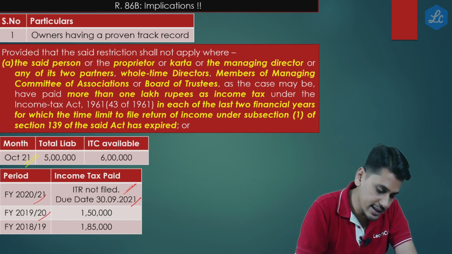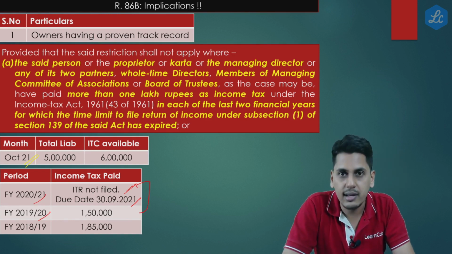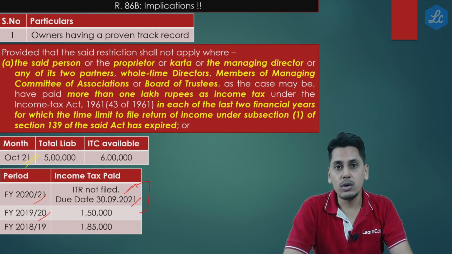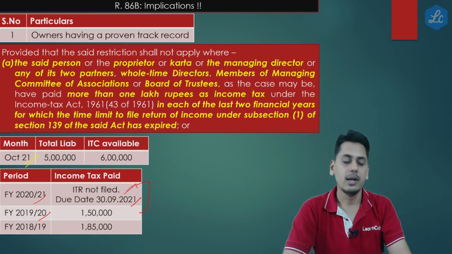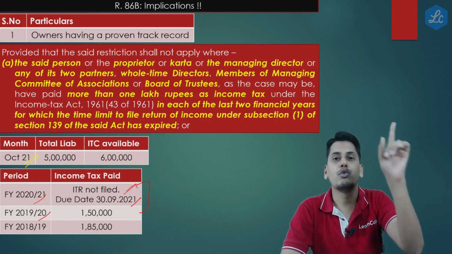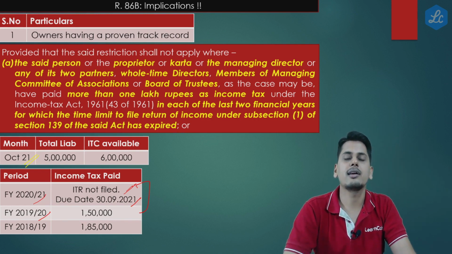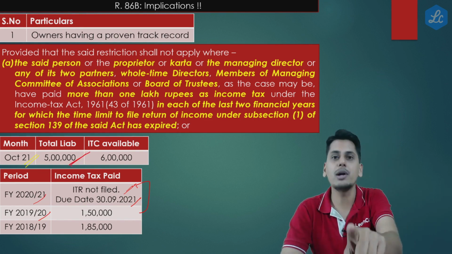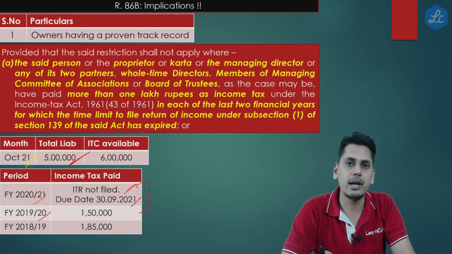Now friends, in each of these financial years, whether income tax exceeding 1 lakh has been paid, the answer is no. So friends, since the answer is no, he is not covered by the exception. 86B is applicable to him. In this case, for the particular tax period October 2021, rupees 5,000 he has to pay from his electronic cash ledger. Total liability is 5 lakhs, at least 1% to be paid from the electronic cash ledger. 5,000 has to be paid from cash ledger.